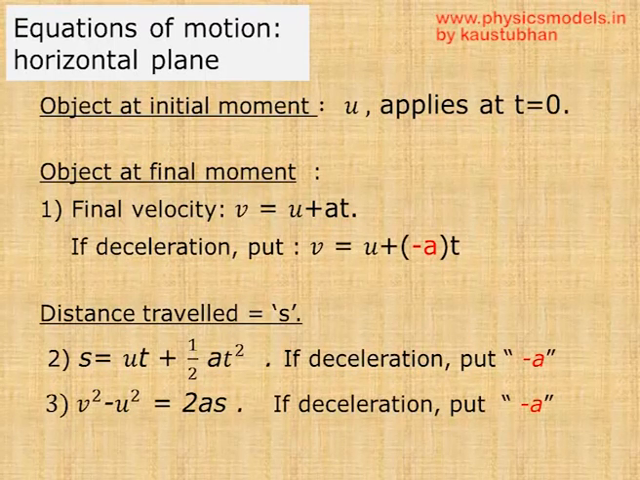The final velocity v is equal to u plus at. The distance traveled, or the displacement in a straight line, is equal to ut plus half at squared, and v squared minus u squared equal to 2as. These three equations must be remembered. And if the object is decelerating instead of accelerating, remember to put minus a instead of plus a in these three equations. And then you'll be able to solve any problem that comes in front of you.